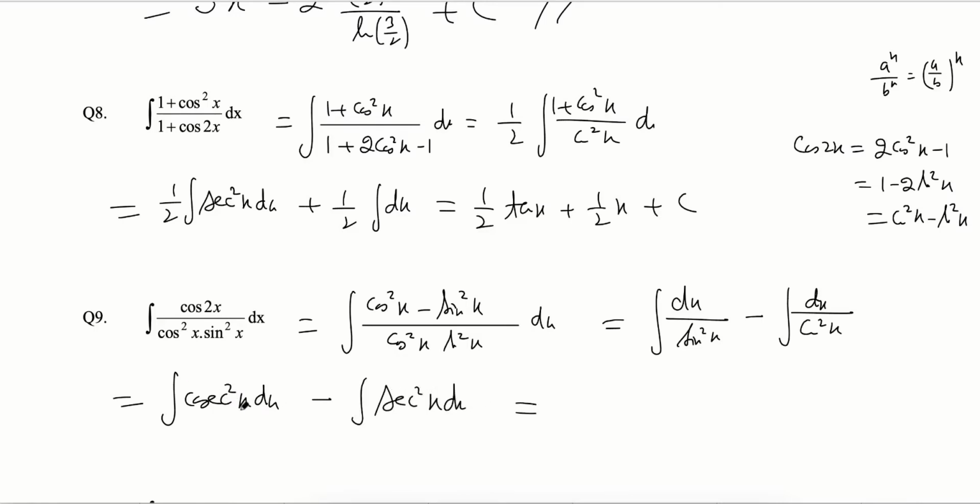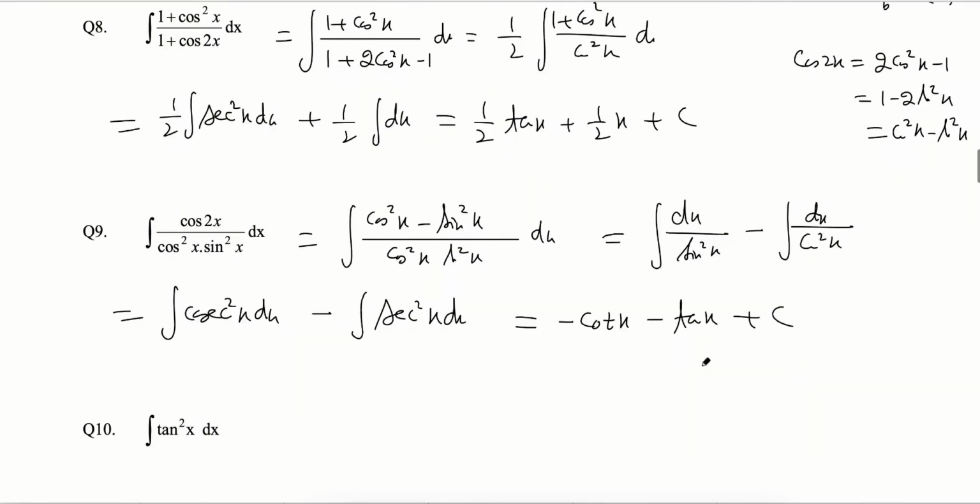Cosecant square x integration, all of you know, is minus cot x. I'm sure it's clear to all of you. It's a formula. So minus cot x. And secant square x integration is tan x. So minus tan x plus c. Right? Now next, question number 10.